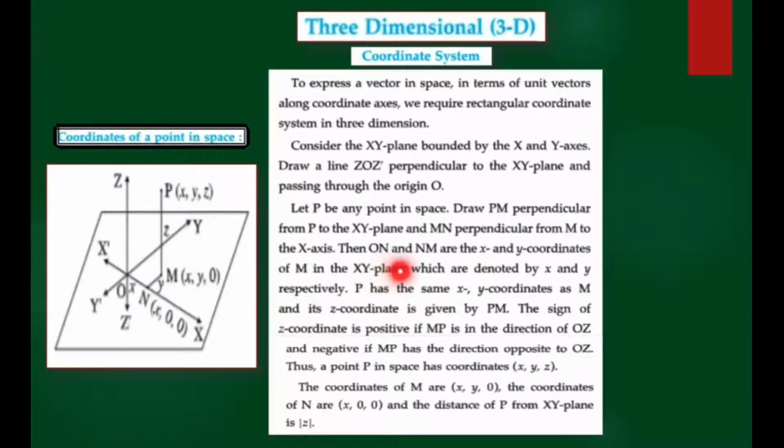Then ON and NM are the x and y coordinates of M in the xy plane, which are denoted by x and y respectively. So this ON and this NM are the x and y coordinates of that point in the xy plane.